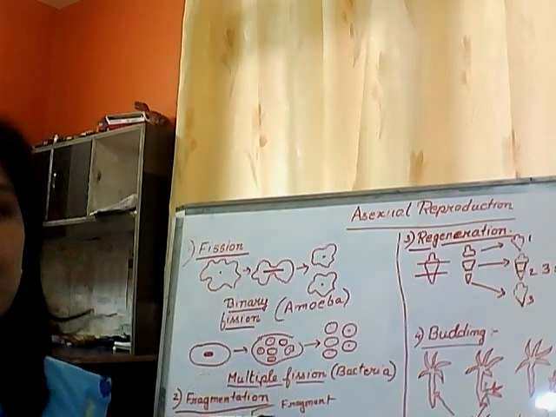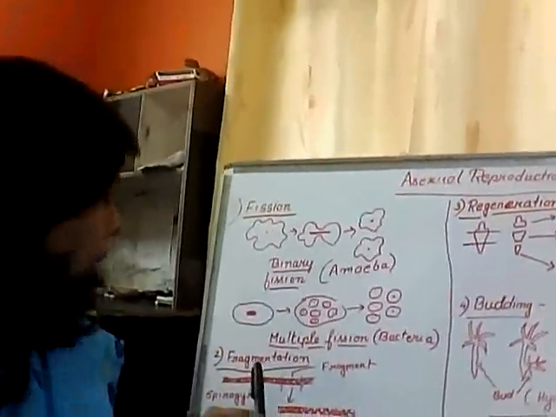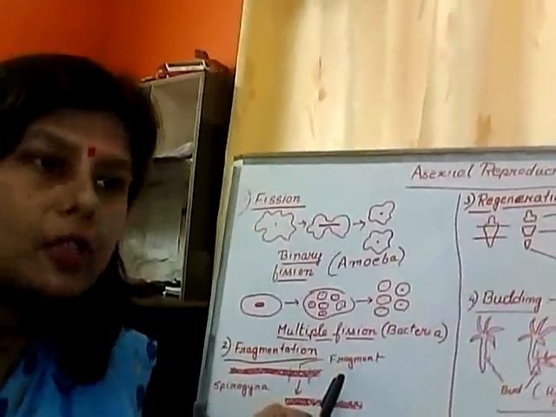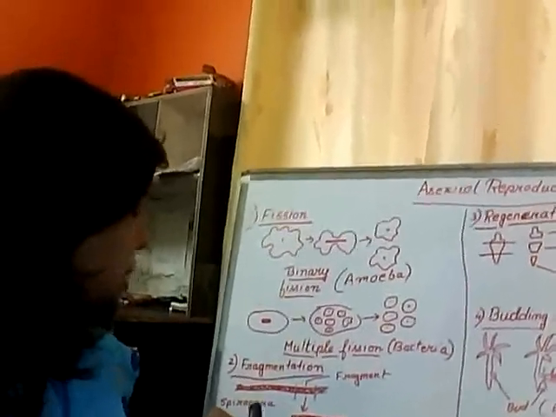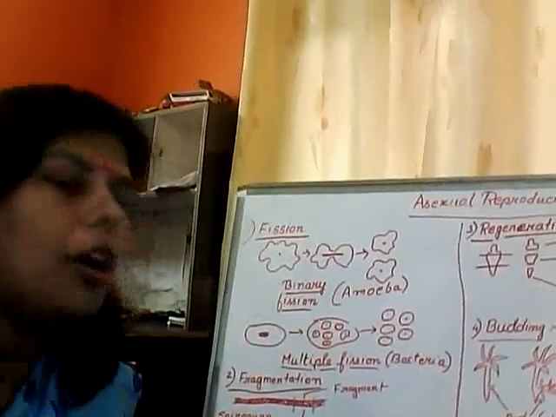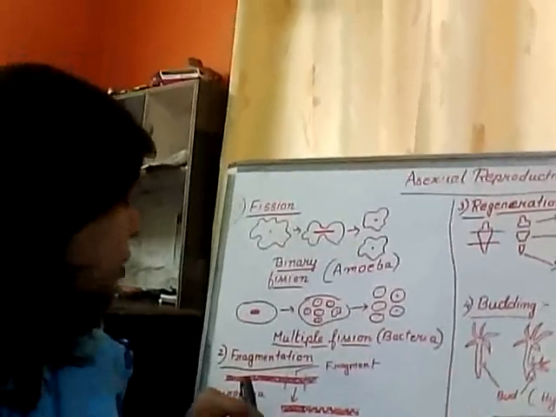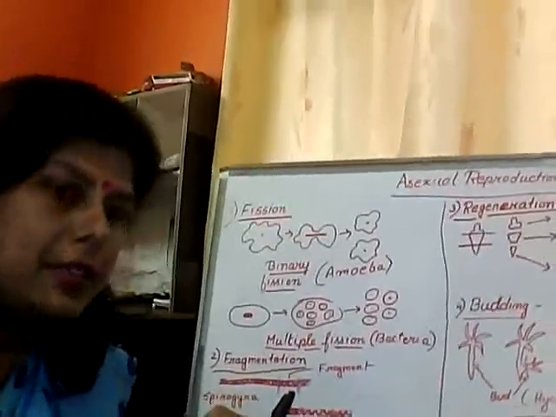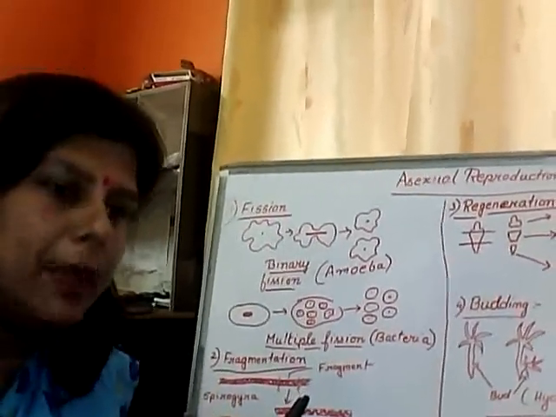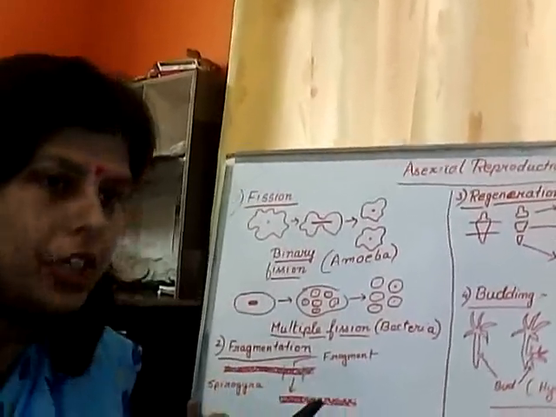Then the next one is fragmentation. Now in fragmentation, the formation of fragments takes place. It occurs in some simple organisms. So here I have taken the example of Spirogyra. Now in the Spirogyra, what happens? When this particular plant gets fully matured, this organism is the simplest one. They don't have any root or stem, but one thallus structure.